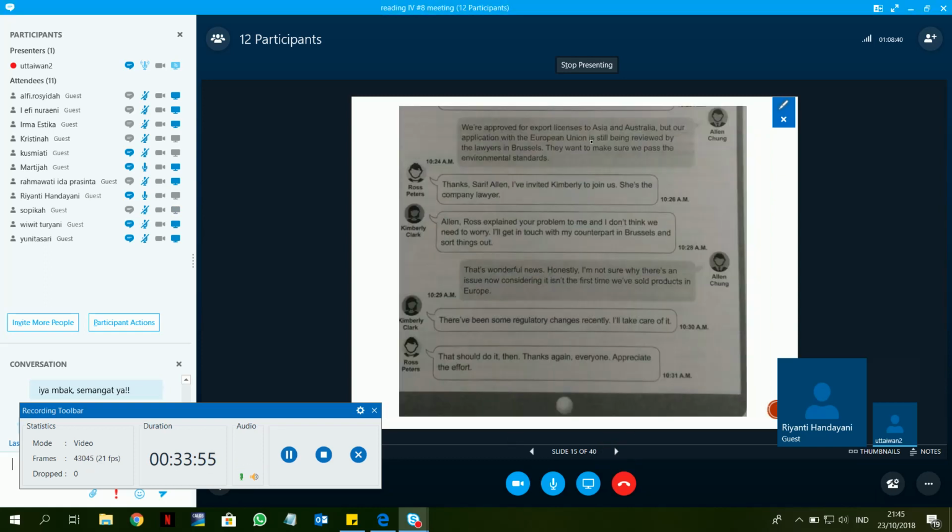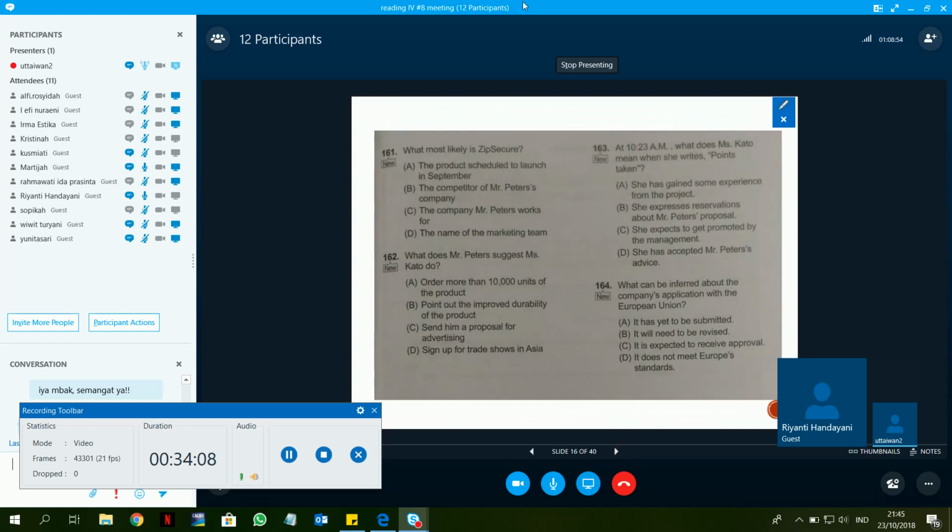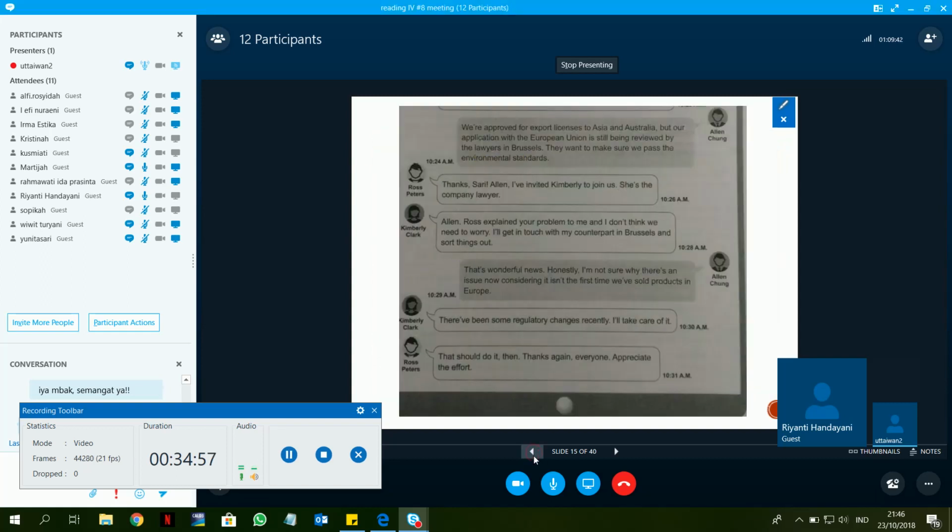Next, kemudian ada lagi kalimatnya. Kita baca soalnya. 161, benar. Next, the first question: What most likely is Zip Secure? Ingat, Zip Secure. A. The product scheduled to launch in September. B. The competitor of Mr. Peter's company. C. The company Mr. Peter works for. D. The name of the marketing team. And last one, 162: What does Mr. Peter suggest Miss Kato do? Ingat, Mr. Peter suggests Miss Kato.